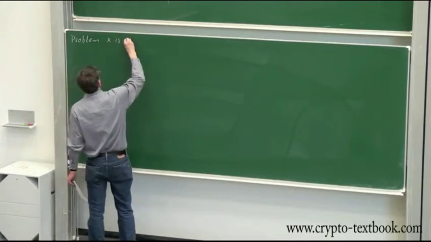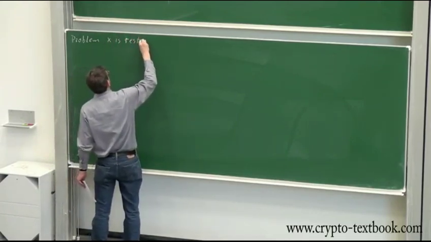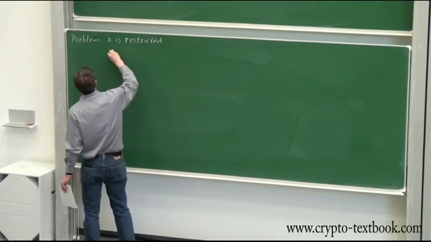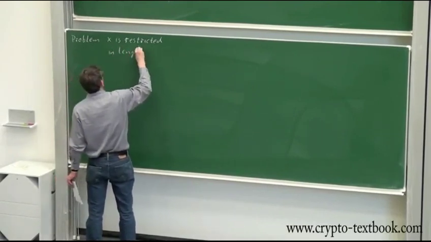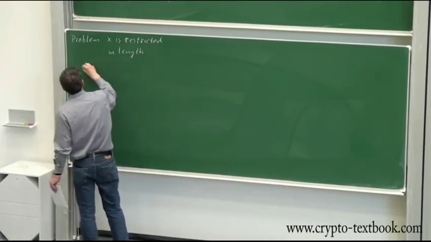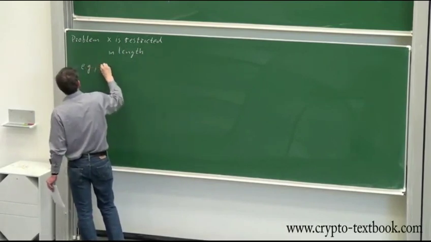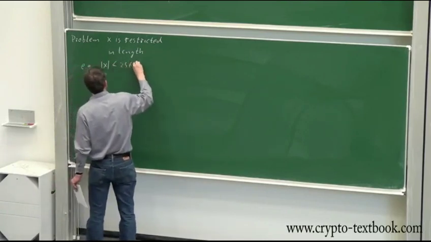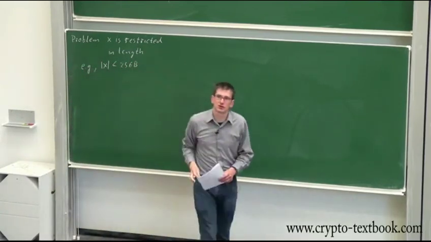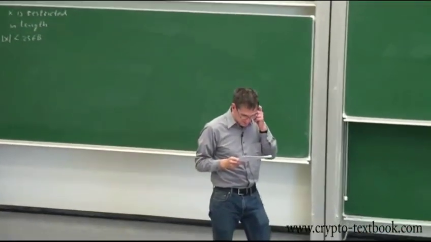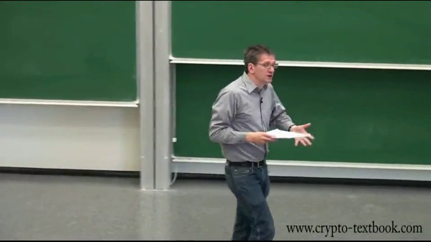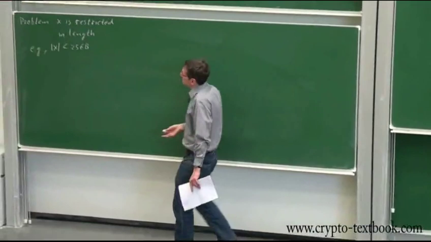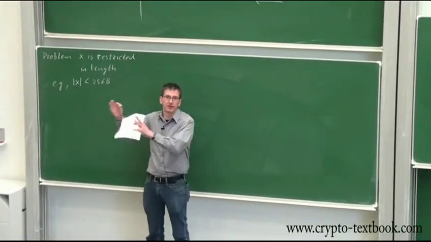X is restricted in length, e.g. X is shorter than 256 bytes, okay? This is pretty annoying. So what do we do? Let's say we have a message of 1 kilobyte. So let's say 4 times this length.